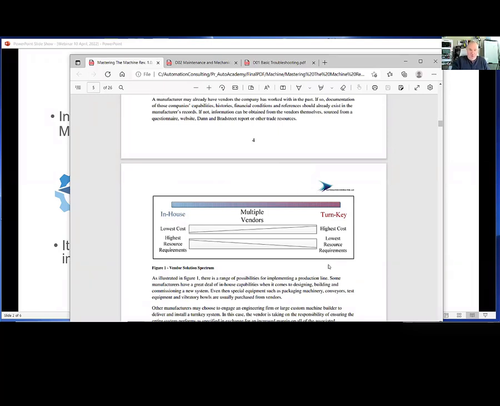You can build your own equipment if you are running a plant, but it takes a little management from your end, right? If you are building equipment in-house, the lowest cost method, as far as hardware and labor, is to use your own internal labor because there's no markup. There's no project management. Basically, you are doing the project management. You can do it entirely in-house. You can use multiple vendors and manage all the relationships between the vendors yourself. That would be a medium cost and a medium resource requirement.